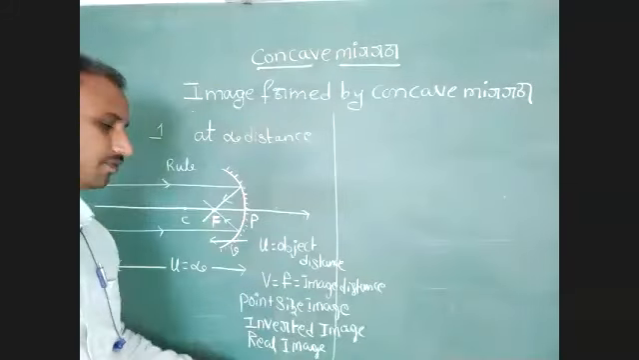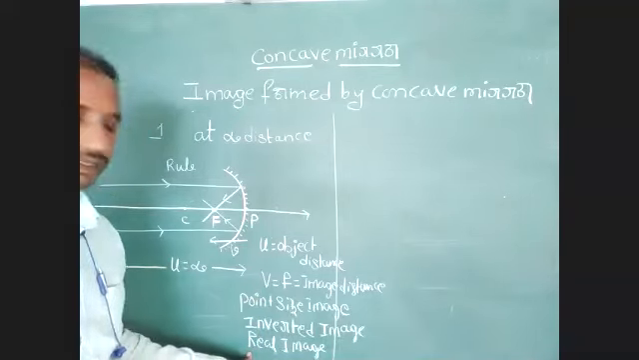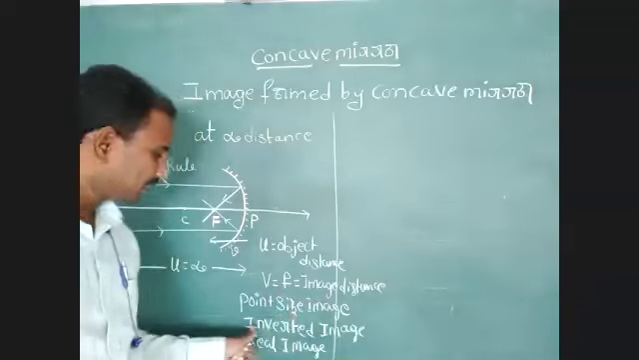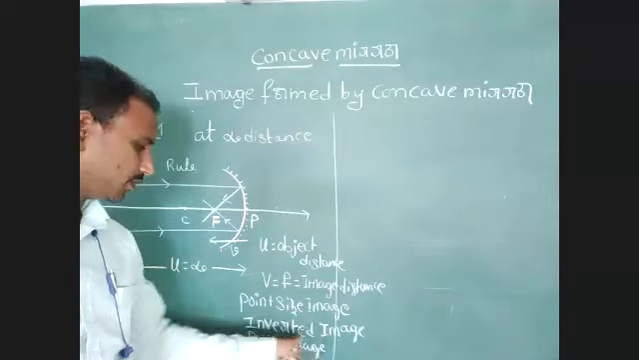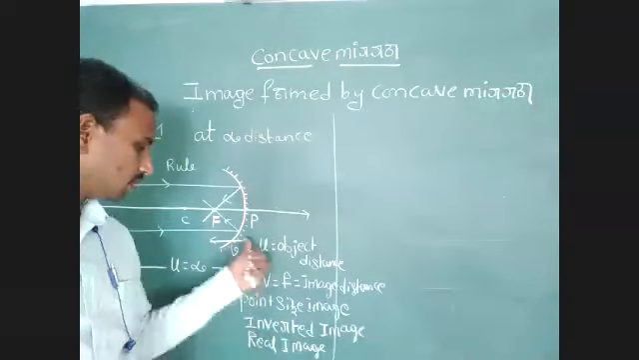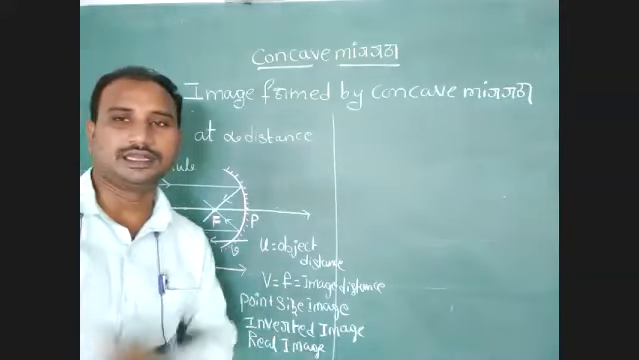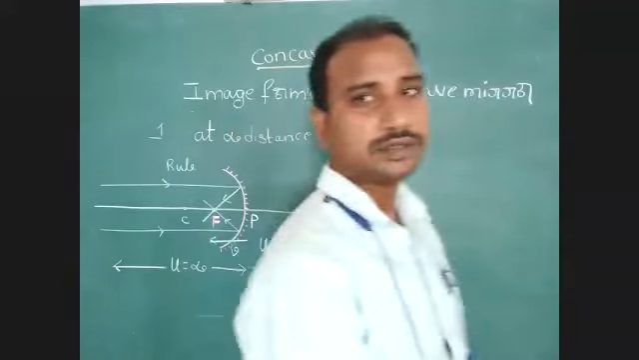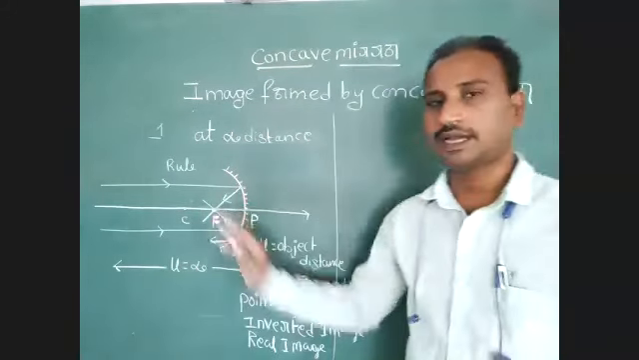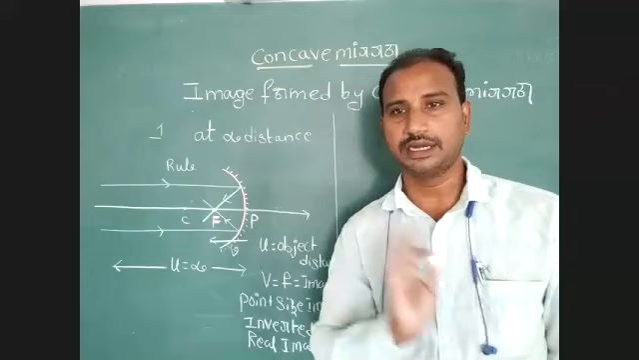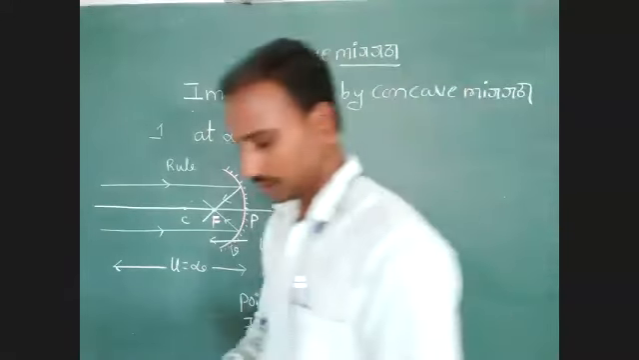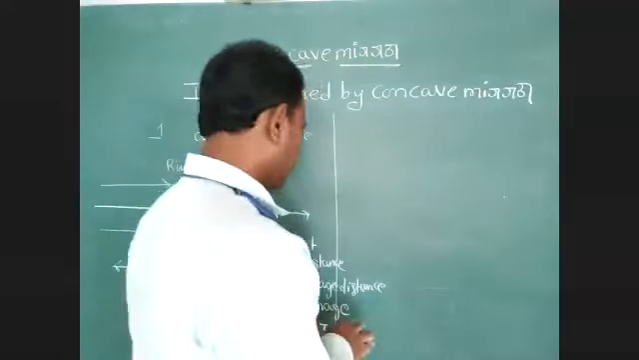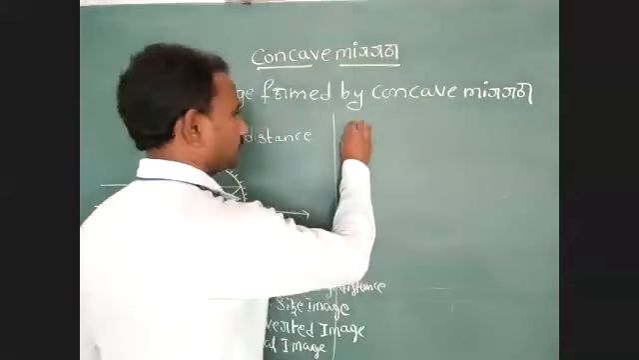So we have to identify these characteristics of the image. First characteristic of the image is point size image. Second characteristic is inverted image. Third characteristic is real image. Understood, students? Do you have any doubt? So where is the position of the image? Exactly at the principal focus. Note down this information. For the second condition, we have to consider the position of an object.